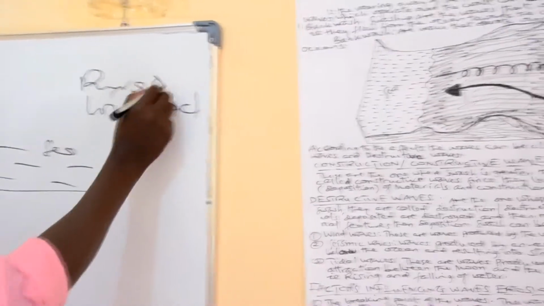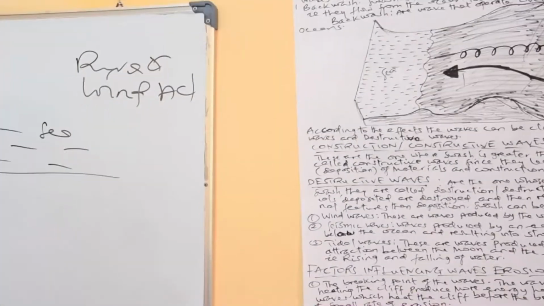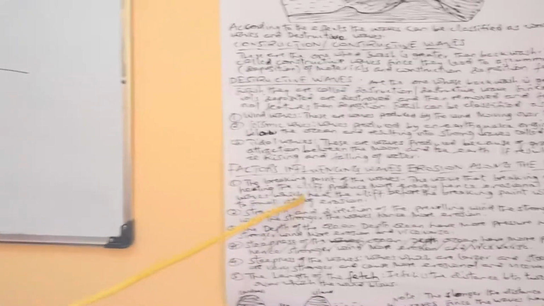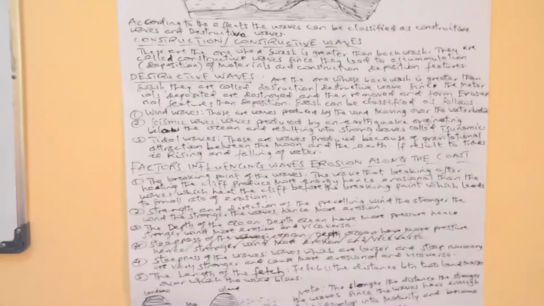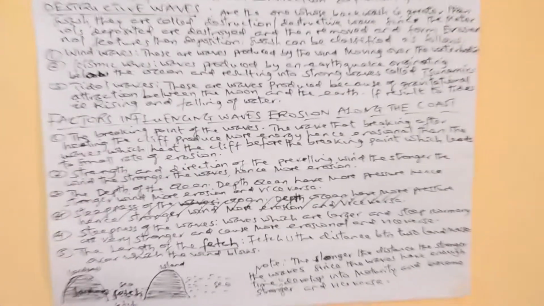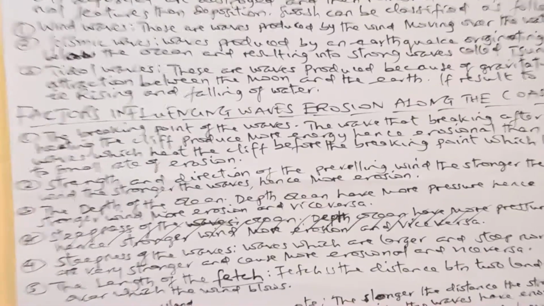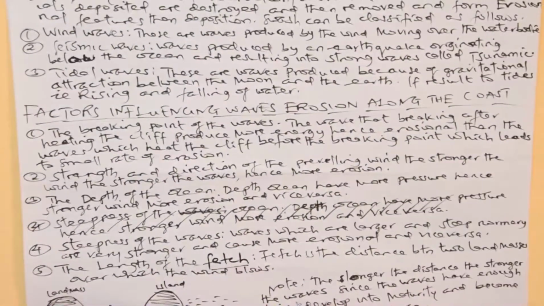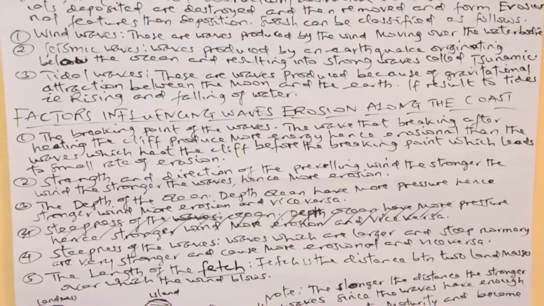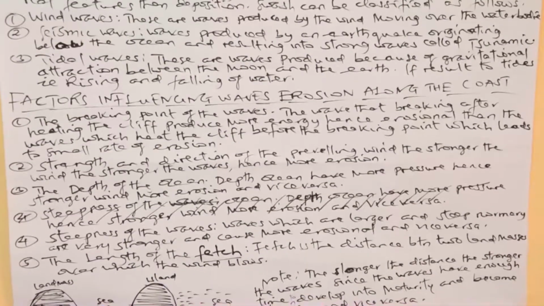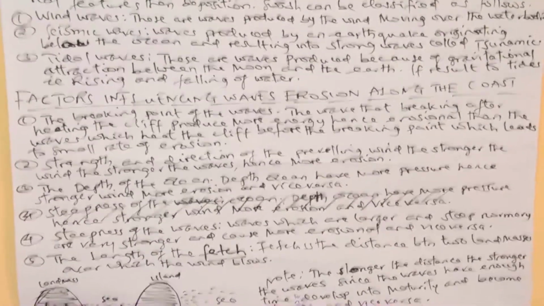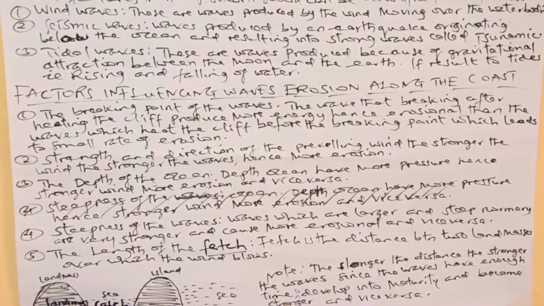Dear students, the following are factors that influence the erosion along the coast. First, the breaking point of the waves. The waves that break after hitting the cliff produce more energy, hence more erosion, than the waves which hit the cliff before the breaking point, which leads to a small rate of erosion.